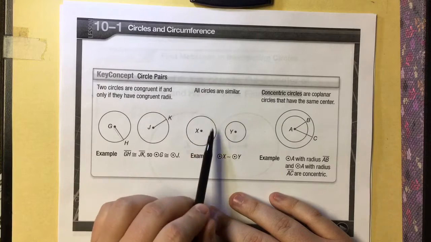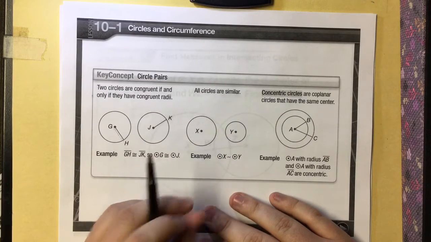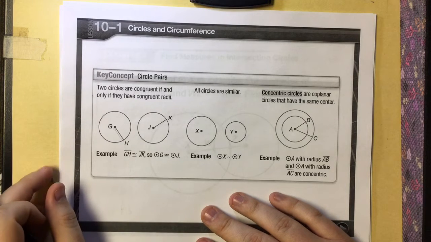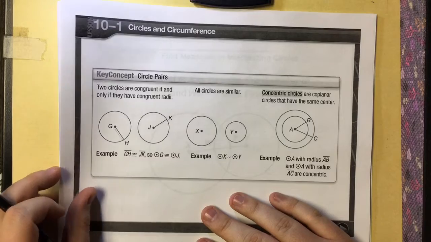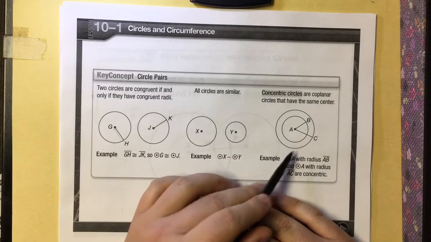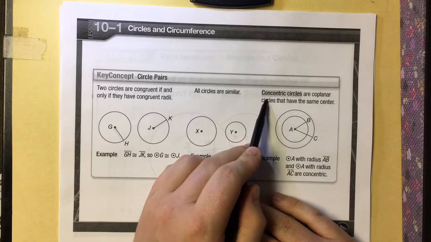All circles are similar. All circles are going to have that same round shape, so they'll all have the same shape. The only difference is that some might be bigger or smaller than others depending on how large the radius is. And then this one here is probably a new vocabulary word. You might not have used this before in previous math classes.